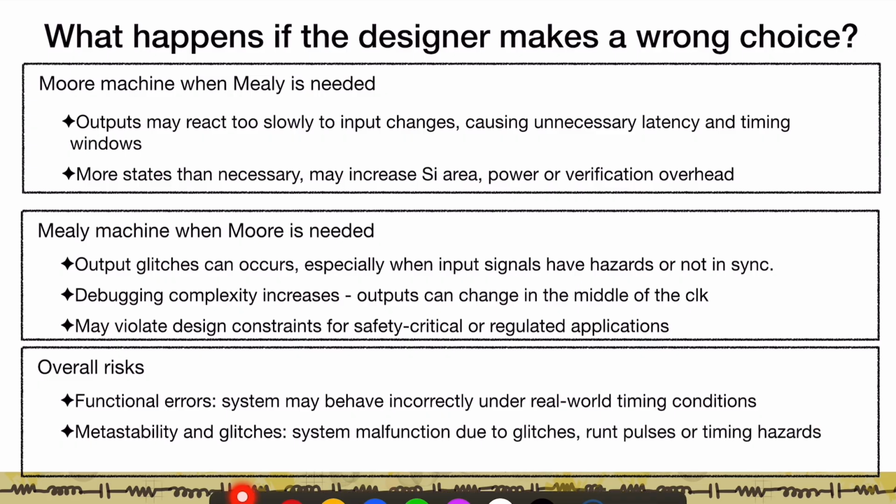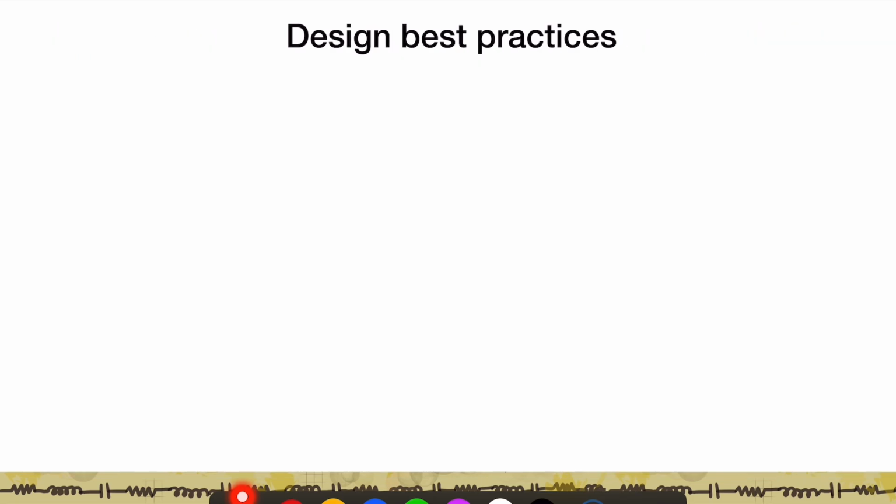That's something you need to test for. And as we discussed in the flip-flop case in another video, you need to worry about metastability and glitches, and system malfunction due to glitches or timing hazards need to be carefully characterized. And finally, because of this, you might fail standards or certifications, so safety and compliance should not be compromised when you're designing a good FSM.